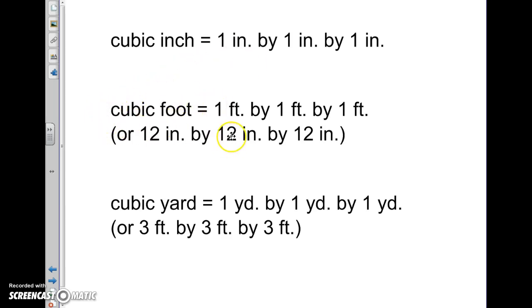1 cubic foot is 1 foot. So, if you're pretty good at estimating, you can think, well, if I have my hands about this far apart, that's about 1 foot. It's 1 foot long by move your hands, 1 foot wide by move your hands, 1 foot tall. That's 1 cubic foot.